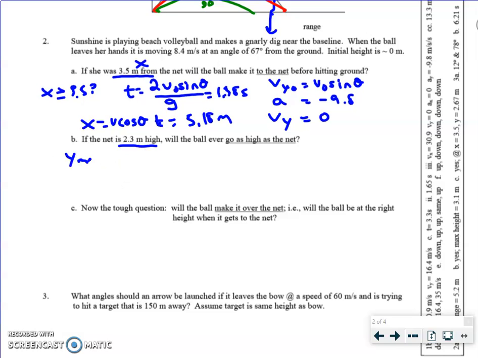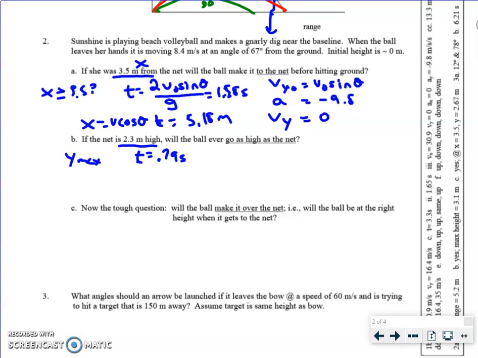Okay, so what's y max? What I want us to understand is that y max occurs when we're at half the time. So that's when t is half of 1.58 seconds. Okay, I can't read my writing there. So that's 0.79 seconds. So I know the time it takes to get to the peak.